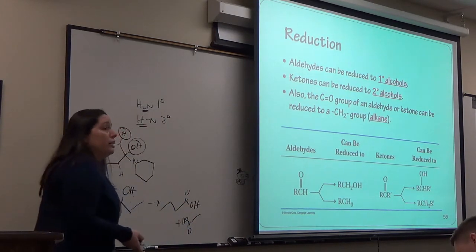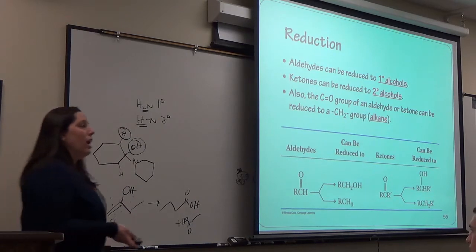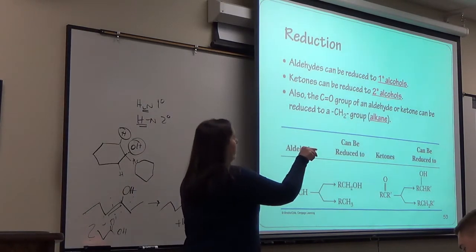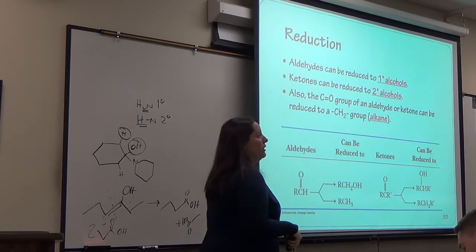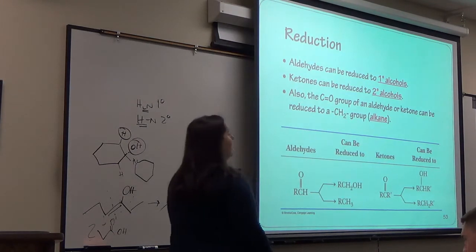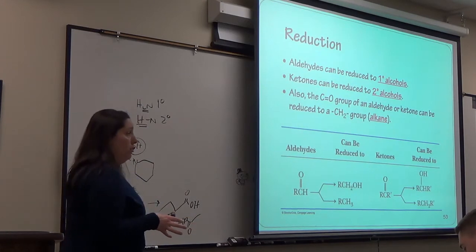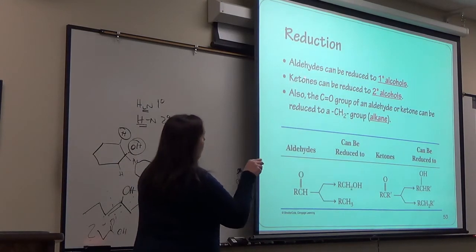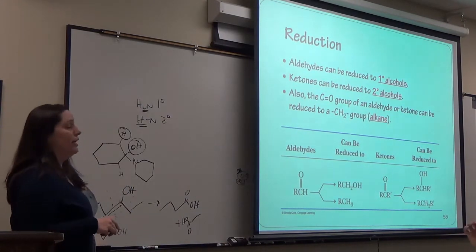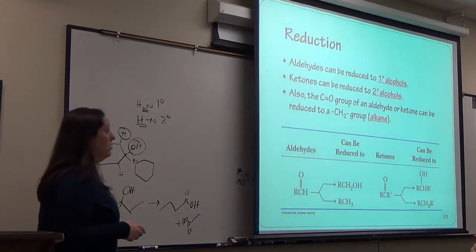So what about reduction? We can take aldehydes and reduce them to primary alcohols, because remember the aldehyde, the double bond H, is at the end of the chain. So it's always going to give you primary alcohols. The ketones are in the middle of the chain, so you're going to get secondary alcohols.